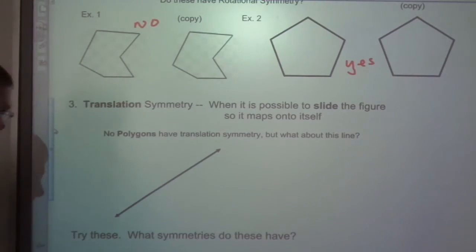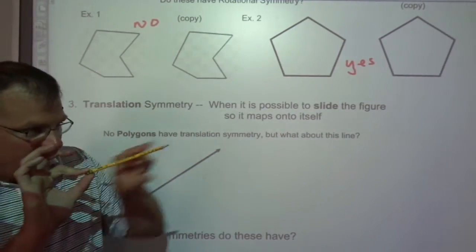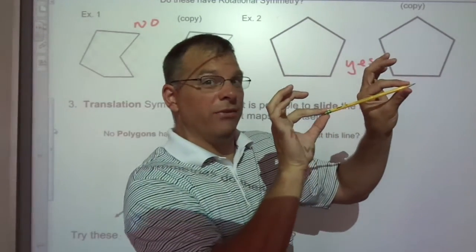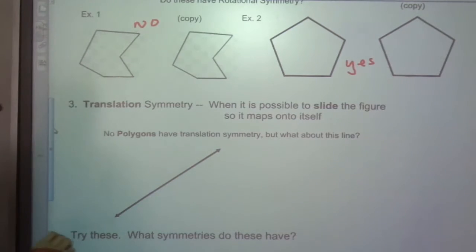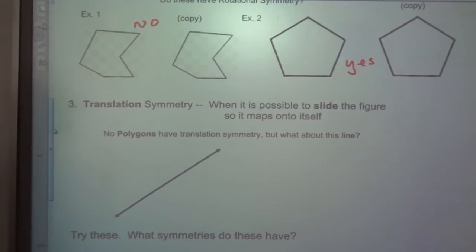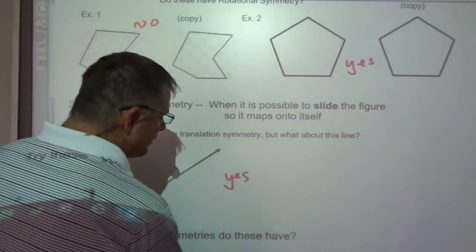So if you have this line maybe that's going on forever, you kind of have to imagine it's still going. If I slide it this way, is it still the same thing? Still going on forever, and I've got the same thing here. So these lines do have translation symmetry. If they're infinite and they keep going, they have translation symmetry. So yes, this has translation symmetry.